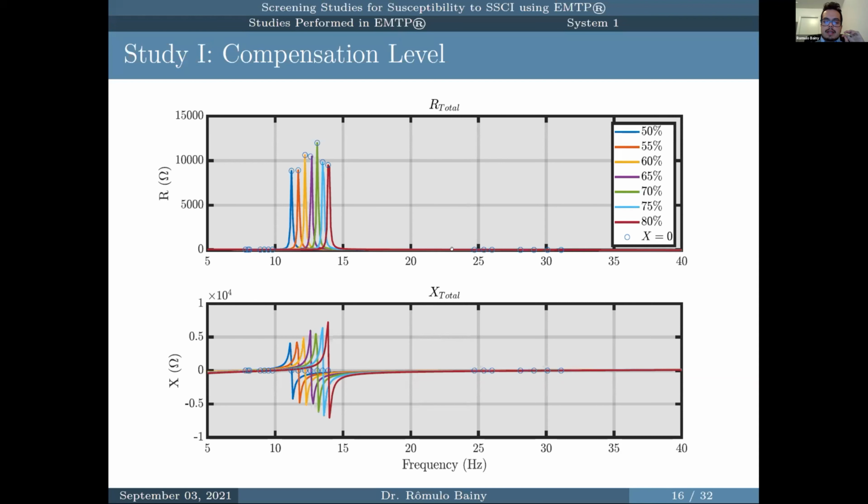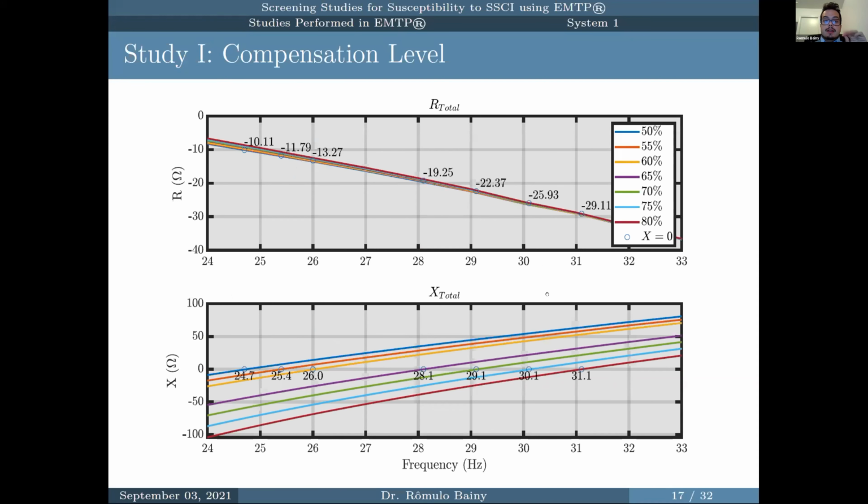So I want to focus on this area here, where we are going to have the negative damping or the negative resistance. And here is when we zoom in on that area. So here, this first value is for our blue curve, and they just follow this sequence until the 80% compensation level. What we are looking at here is the R total. The bottom graph is for the reactance. So let's focus on the first one, and then I'm going to talk a little bit about the reactance.